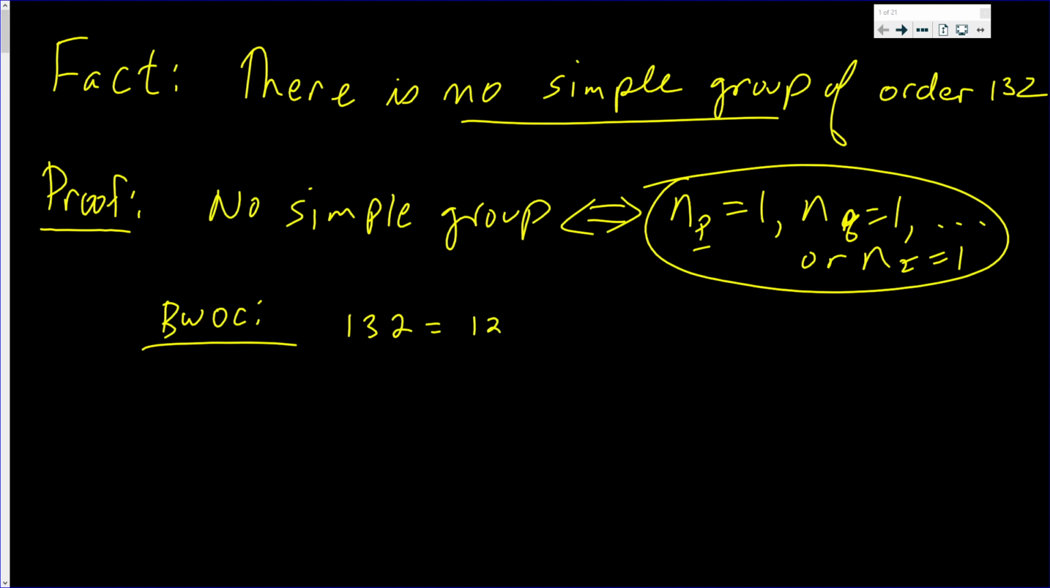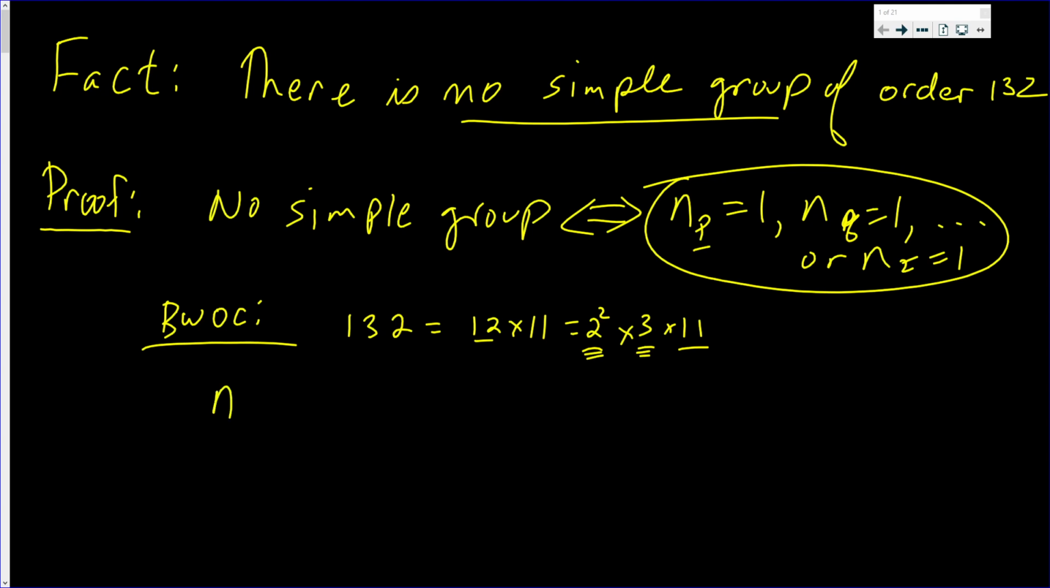Now, 132 is 12 times 11. 11, of course, is prime. But 12 is 4 times 3, which is 2 squared times 3, which tells us there will be at least one Sylow 11 subgroup, at least one Sylow 3 subgroup, and at least one Sylow 2 subgroup.